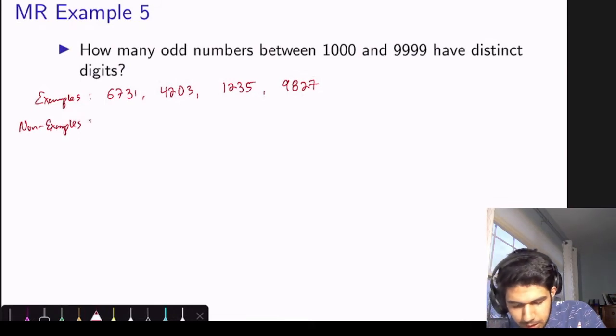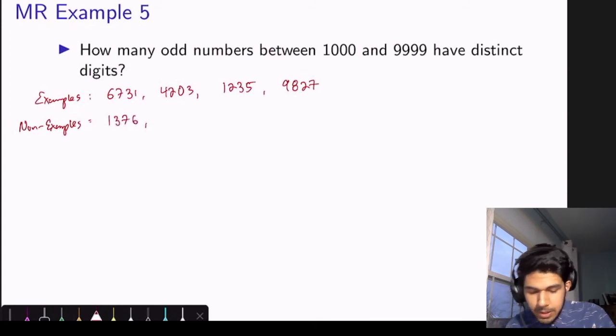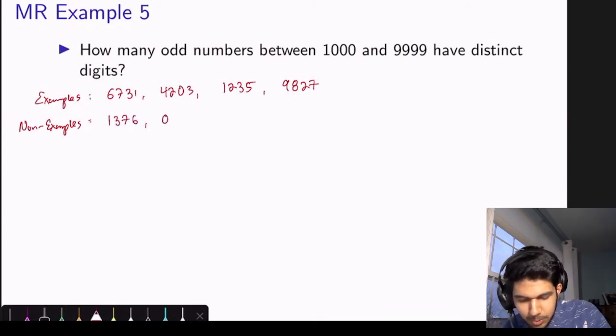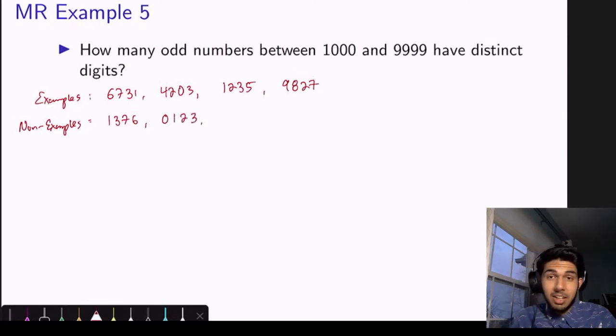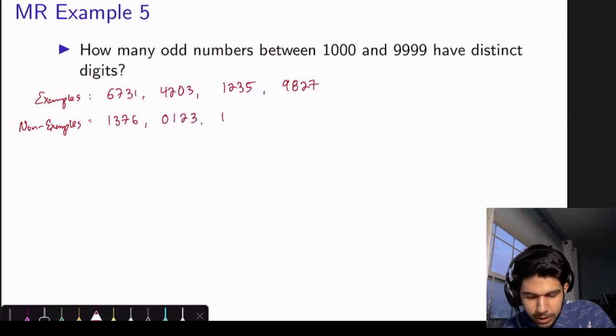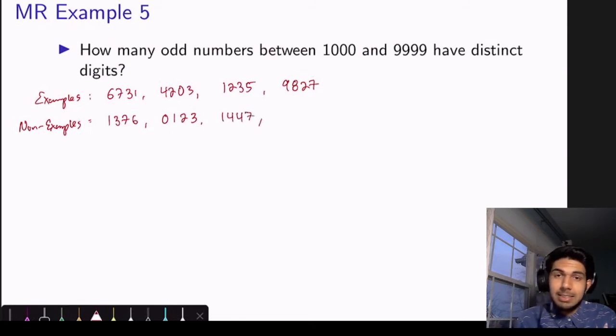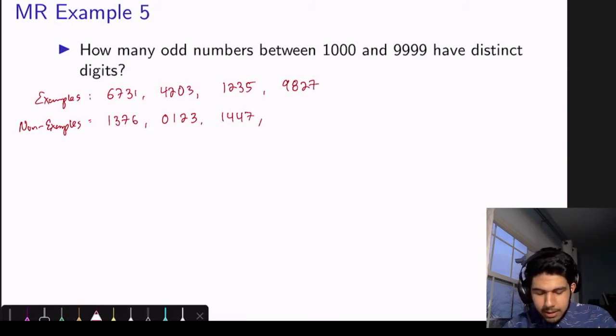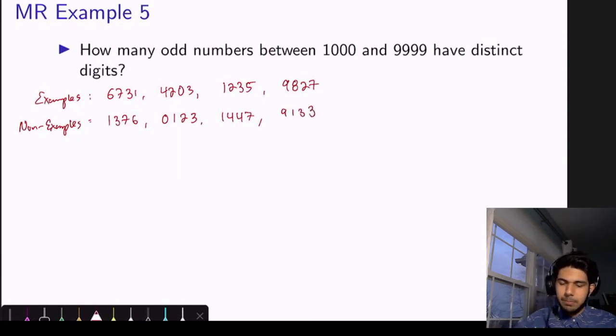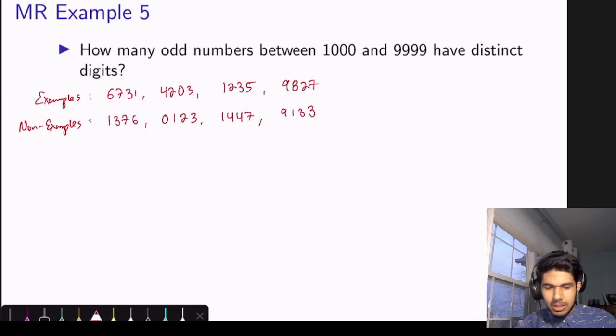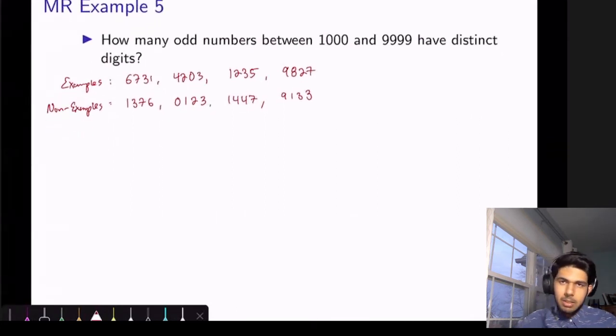So this would be something like 1, 3, 7, 6, because that's not odd. 0, 1, 2, 3, because that's not in our range. 1, 4, 4, 7, because that has a digit that repeats, so they're not all distinct. And let's do one more, like 9, 1, 3, 3. Again, the distinct quality.